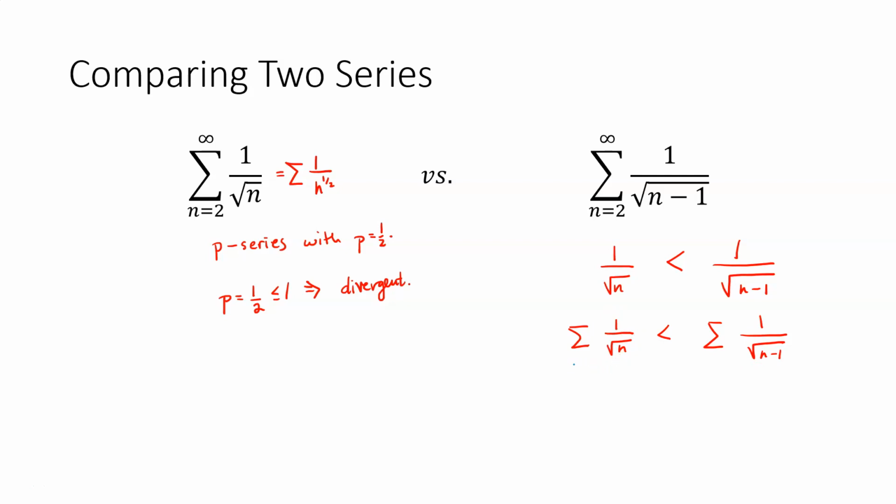So if this one's divergent, remember divergent means that this is an infinite sum. In other words, it sums to something that goes to infinity. So here we can think of the sum goes to infinity. Versus 1 over the square root of n minus 1, which is a bigger sum, so it must also go to infinity, because it's bigger than something that sums to infinity. So therefore also divergent.